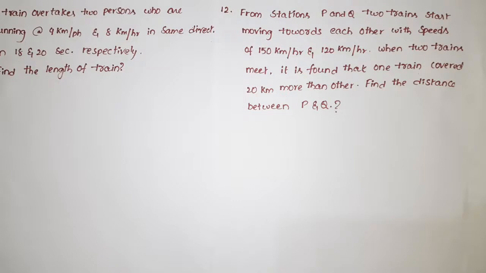In previous lectures, we have seen different problems on trains. In this video also, we are going to see two more different problems. So let us move to our example number 12 of problems on trains.